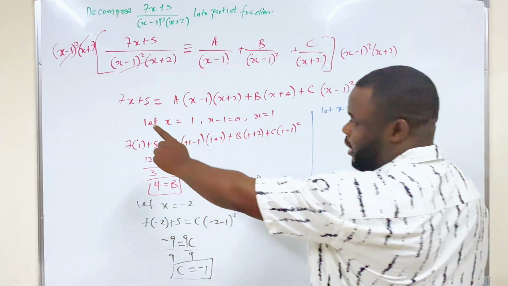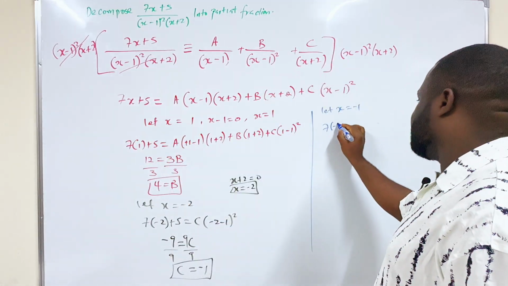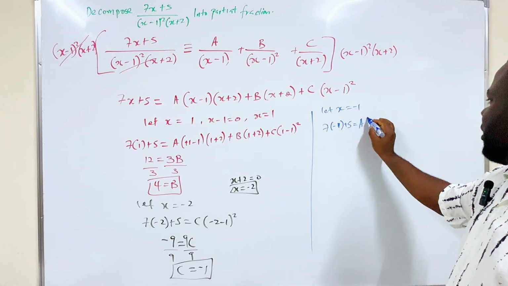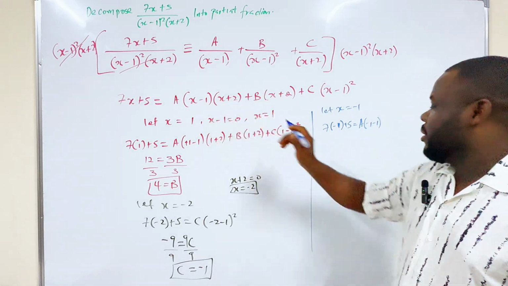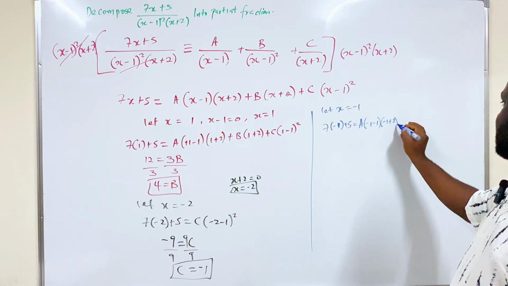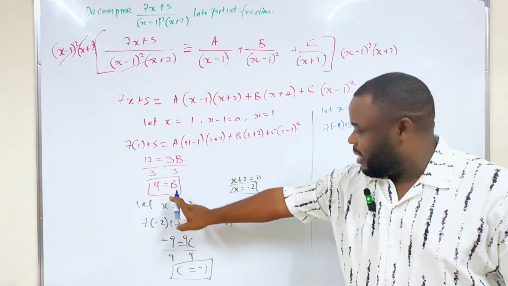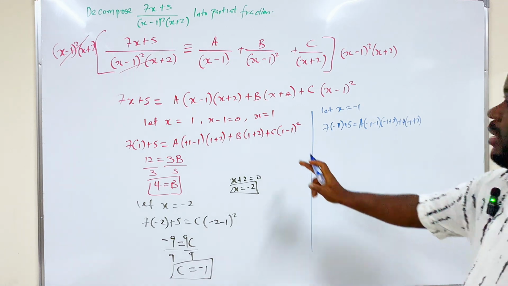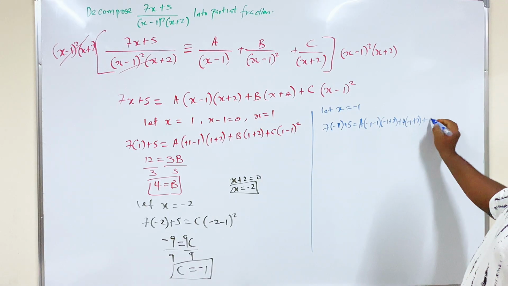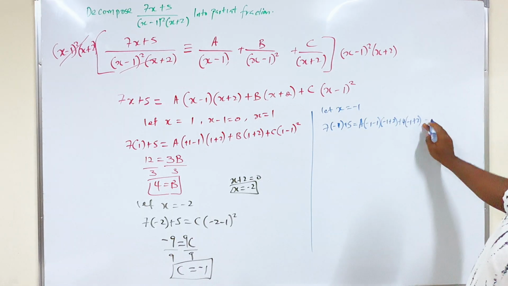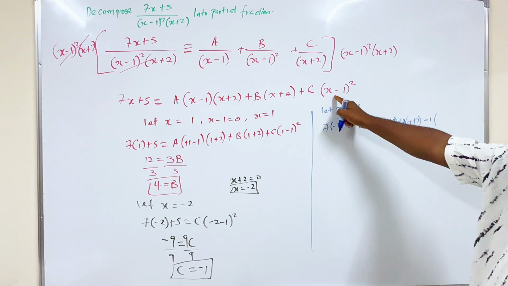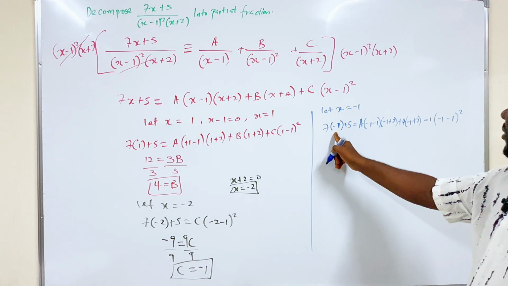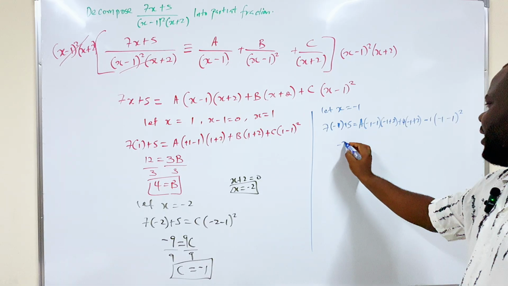Okay, so here I now say 7 multiplied by negative 1 plus 5 equals a times negative 1 minus 1, plus negative 1 plus 2 times b. What is b? Remember, b is 4. Then we have negative 1 plus 2, then what is c? Plus c. c is negative 1. So we can easily write minus 1 times the bracket of negative 1 minus 1 squared. So let's simplify. This will be negative 7 plus 5, which gives us negative 2.